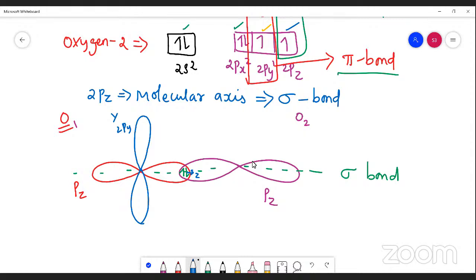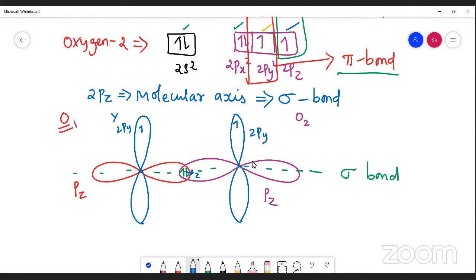Each will contain how many electrons? Only 1 electron. Another oxygen atom contains one more 2py atomic orbital. I am showing that 2py atomic orbital like this, with 2 lobes. This is the 2py, containing how many electrons? Only 1 electron. Now the pz is considered as the molecular axis, so whatever remains, x and y, is not considered as the molecular axis.